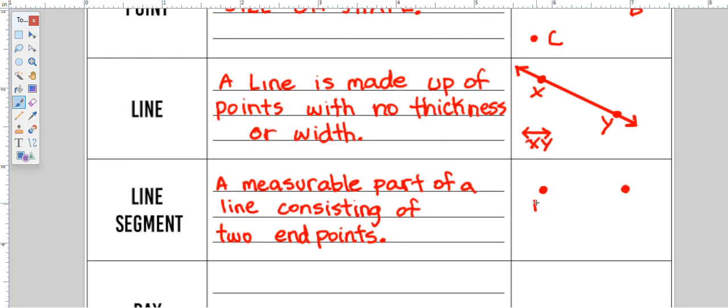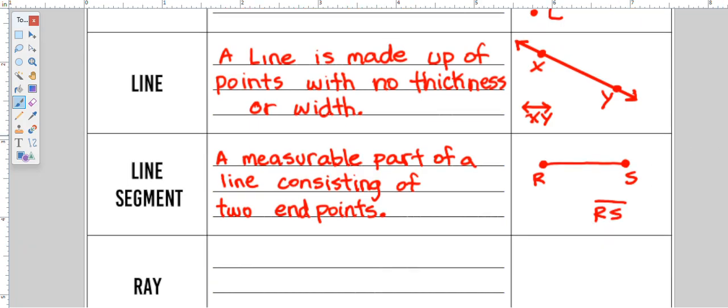So if I call this point R and I call this point S, think of it as that specific part of the line. I won't use the line tool there. I won't cheat. That is the line segment RS. Visually, what I would see is that line with no arrows, because we're not going in either direction forever. We're just looking at a piece of the line. Then capital R, capital S, could do it SR as well, as long as the endpoints are represented. Okay, so that is a line segment.